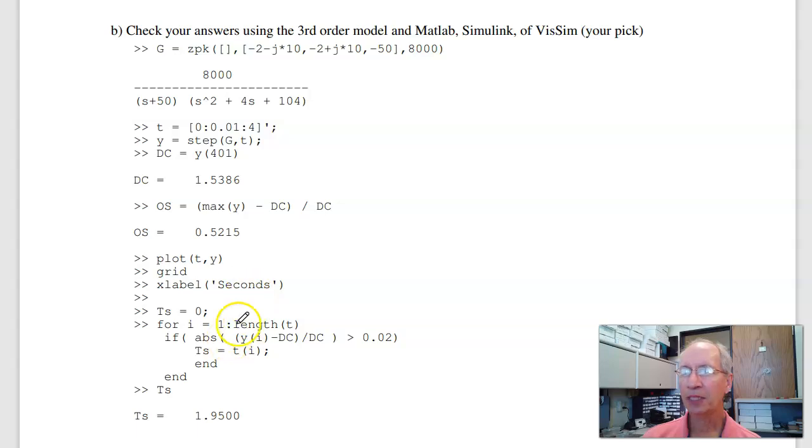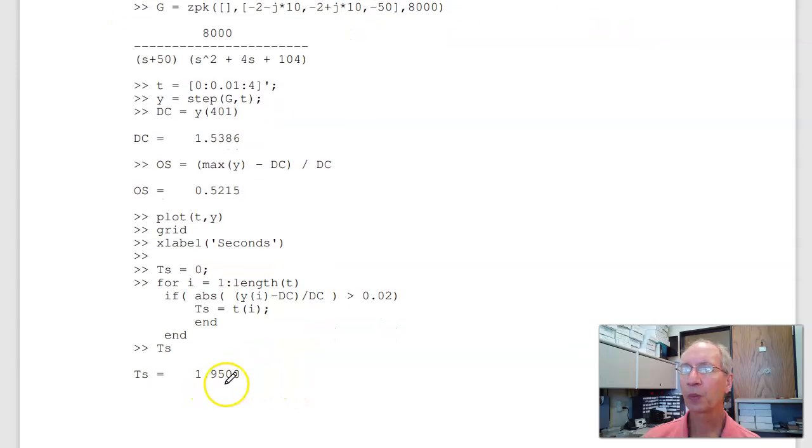And the settling time is how long does it take to get within 2% of the final value. So this is how far you are from the final value in percentages. How long does it keep going? Well, if it's more than 0.02, update t. When I stop updating it, that's the last time I was outside 2%. 1.95 seconds.